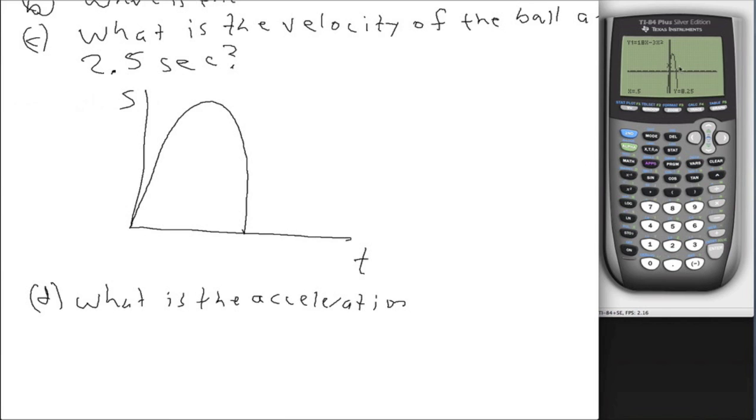Now notice this graph will not tell you velocity directly. It's the position graph, not the velocity. Your calculator doesn't do the derivative automatically. Let's try this problem.